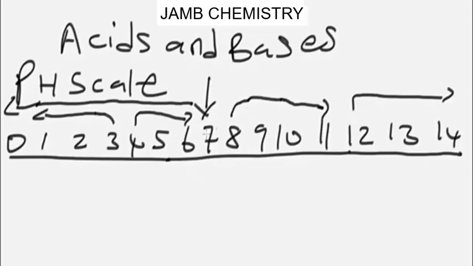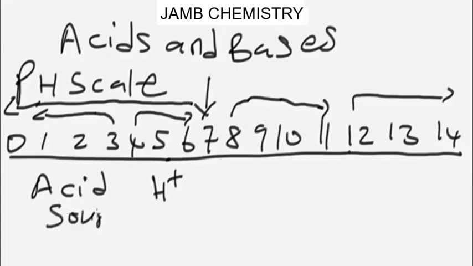Now let's look at the concept of an acid properly. An acid is simply a substance that dissolves in water to produce a hydrogen ion as the only positive ion. This is the general definition of an acid. It's a substance that dissolves in water to produce a hydrogen ion as the only positive ion. Now let's look at the physical properties of an acid. An acid has a sour taste.